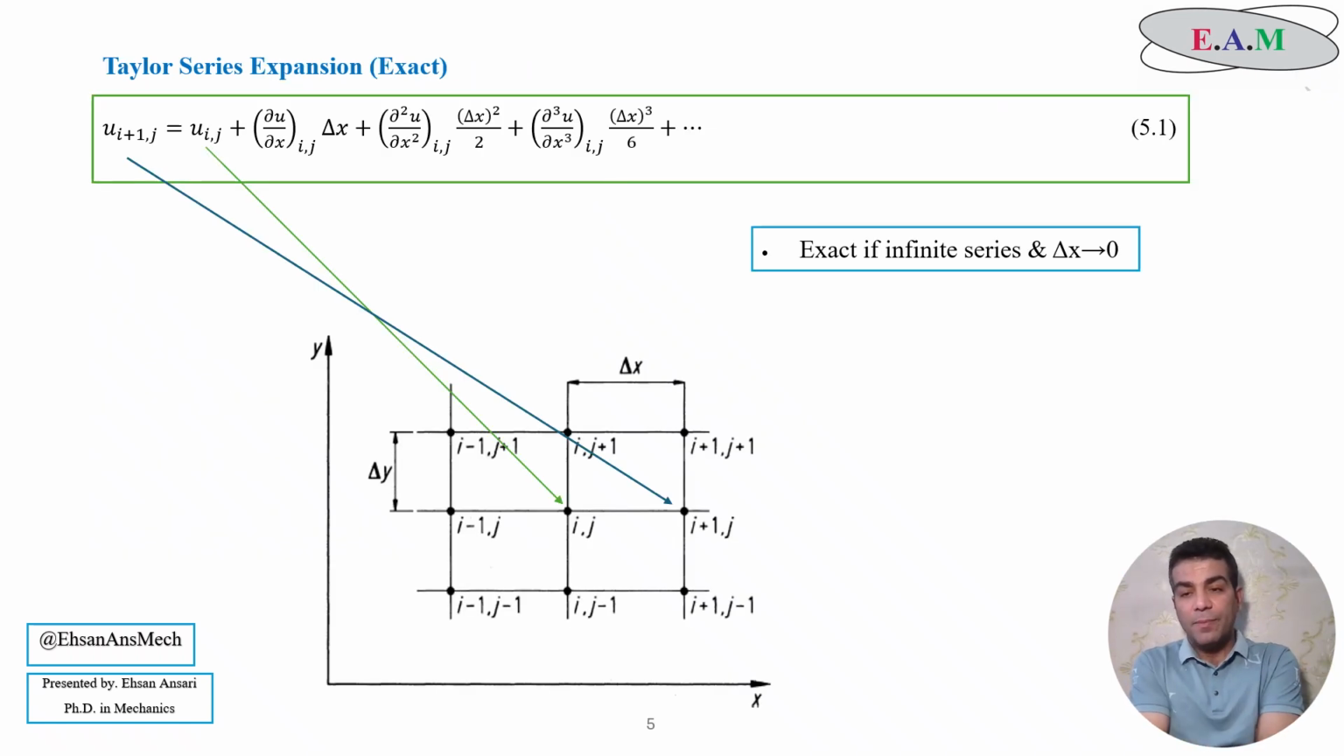Using Taylor's theorem, we can express u at i+1, j in terms of derivatives at the pivot point i, j. This is Equation 5.1. It is mathematically exact only if we keep infinitely many terms and let delta x tend to 0, but of course neither is practical in computation.